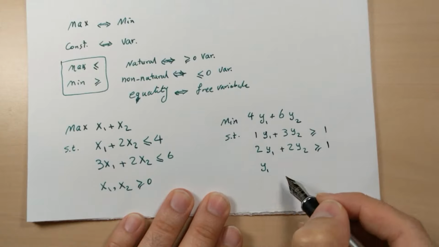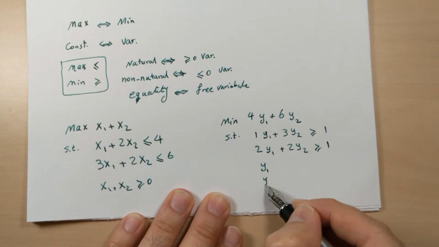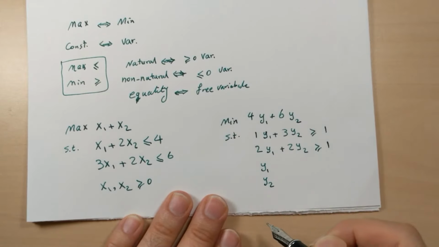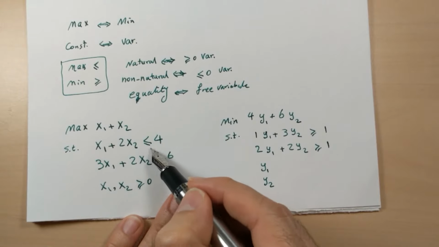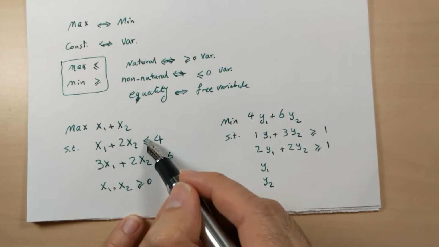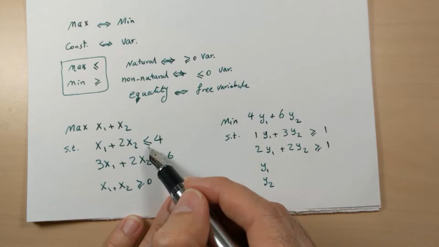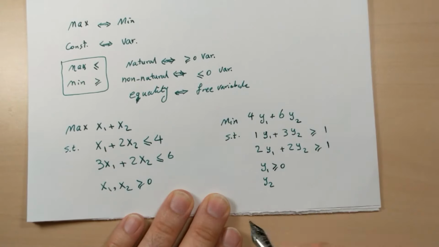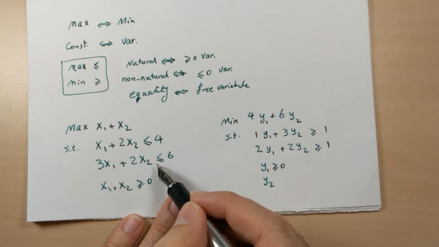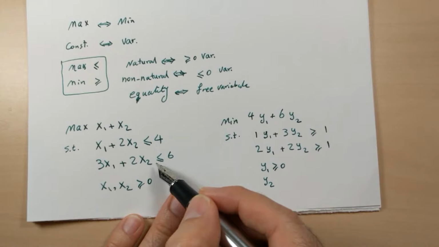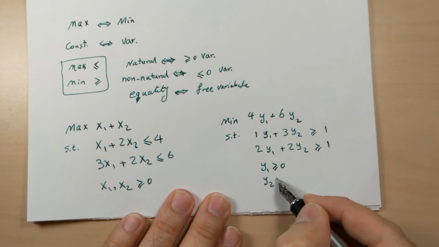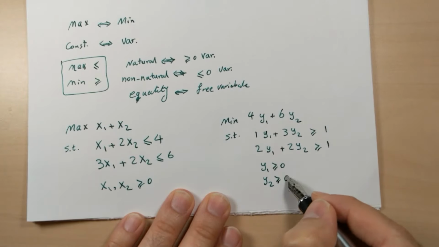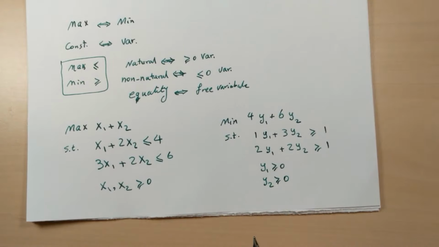When you want to figure out what kind of variable you have in the dual problem, you need to look at the direction of constraints in the primal problem. The first one is less than or equal to. It's natural for a maximization problem, so we are going to have a non-negative variable. The second one, related to y2, is also natural for a maximization problem. Again, we are going to have a non-negative variable. And this is your dual.